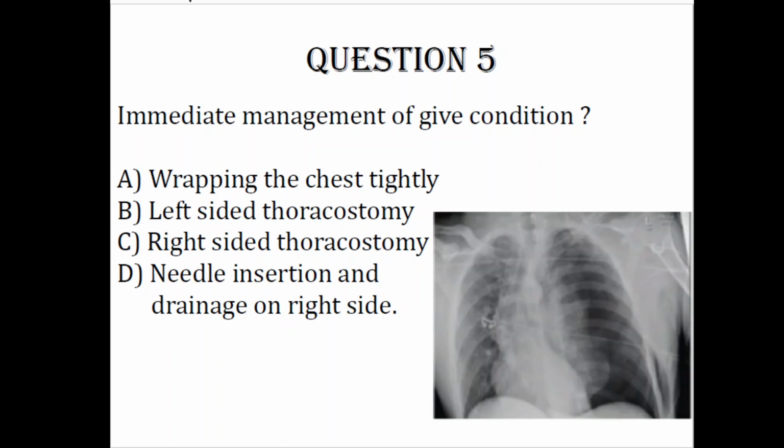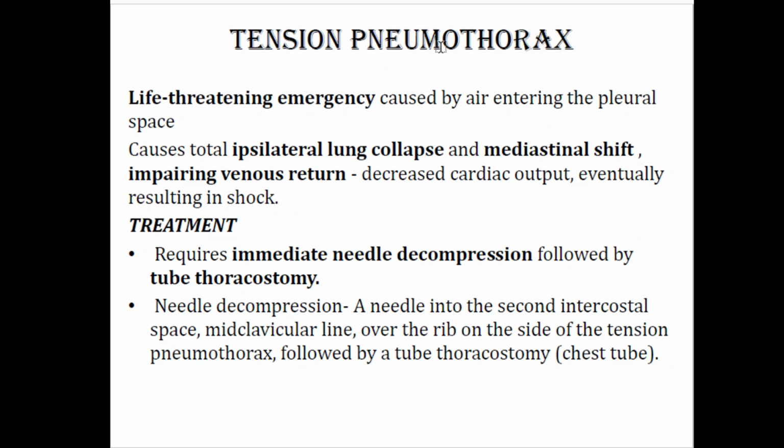Now let's look into what this condition is. This condition is known as tension pneumothorax. What is tension pneumothorax? Tension pneumothorax is a life-threatening emergency caused by air entering the pleural space. It causes total ipsilateral lung collapse, as we saw. And there is a mediastinal shift, and this will impair venous return to the heart. When there is impaired venous return, this patient will have decreased cardiac output, and the patient will go into shock. So that's why this is a life-threatening emergency.